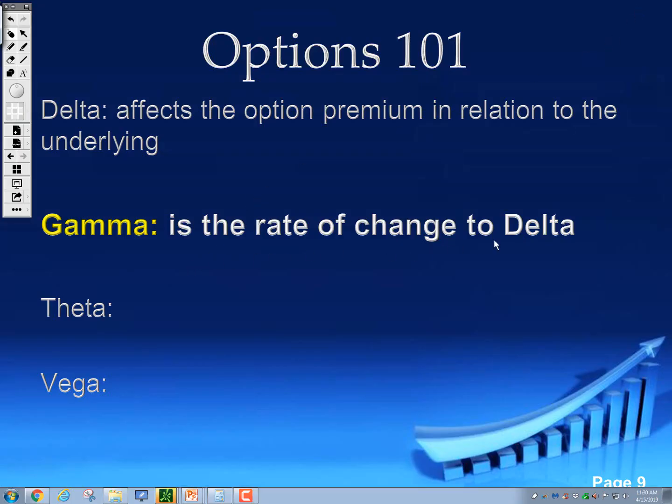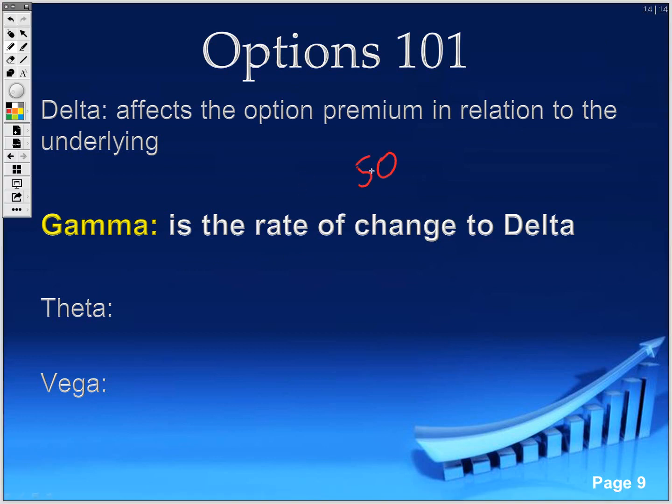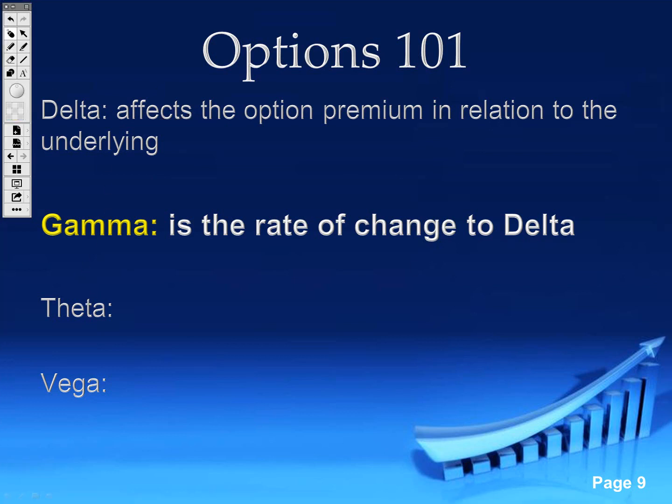Gamma is the rate of change to delta. So on that delta, on that previous one, we had 50 cents for the first dollar move, right? It was 50 cents there. And then we had 54 cents because gamma was 4 cents. So gamma goes with delta to that 50 cents on the second dollar move. All right. So gamma goes with delta.